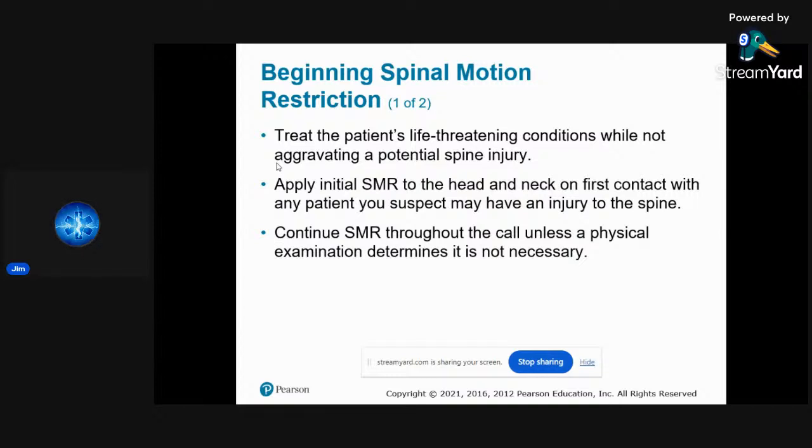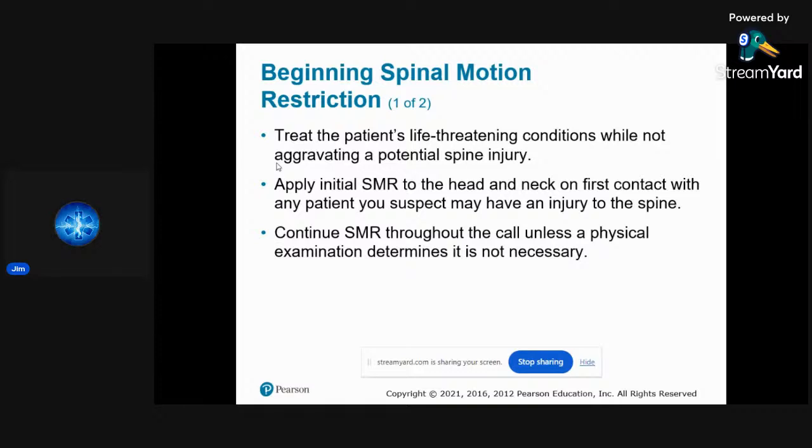Beginning spinal motion restriction. Treat the life threatening conditions while not aggravating the potential spinal injury. We're going to apply SMR, which is spinal motion restriction, to the head by manually holding the head and neck on first contact with anybody who's got a suspected injury, right? If we have a suspected spinal injury, someone's going to go up, take manual C-spine, or we're going to control that C-spine manually.